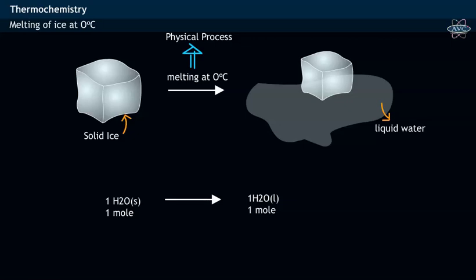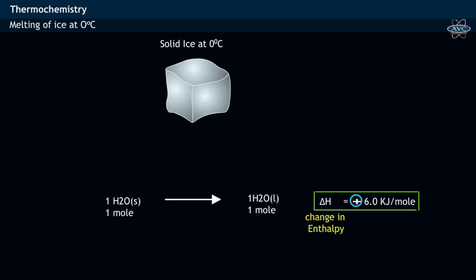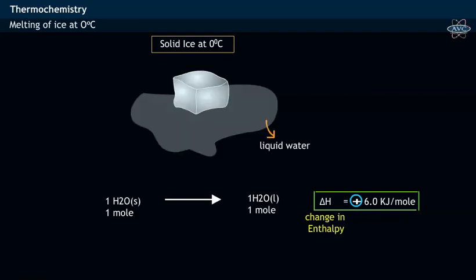This melting of ice process has change in enthalpy or delta H value of plus 6 kilojoules per mole. A positive value of change in enthalpy or delta H indicates that solid ice at 0 degrees Celsius, by absorbing 6 kilojoules per mole of heat energy, gets converted into liquid water.